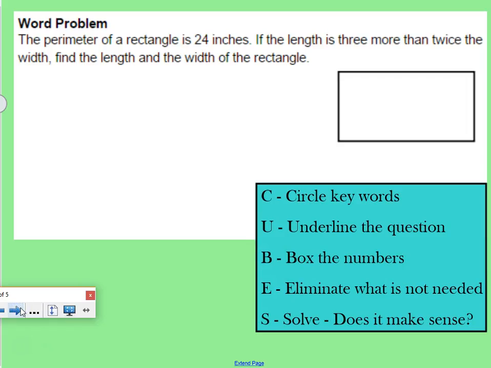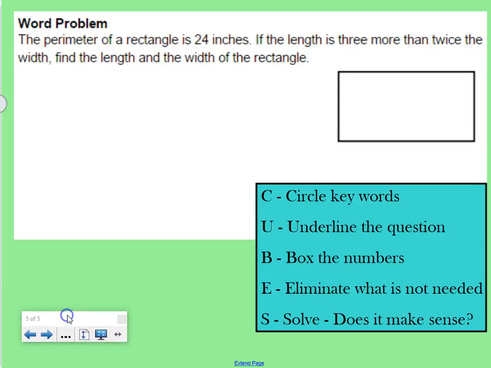One last example for you, a word problem. The perimeter of a rectangle is 24 inches. If the length is 3 more than twice the width, find the length and the width of the rectangle. So first let's circle the keywords. Perimeter, rectangle, length, more than, width.